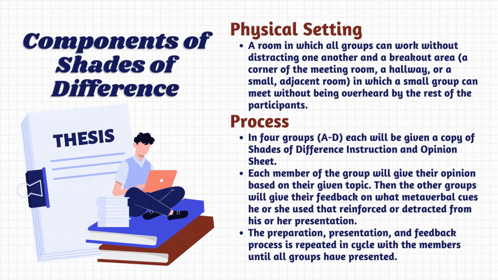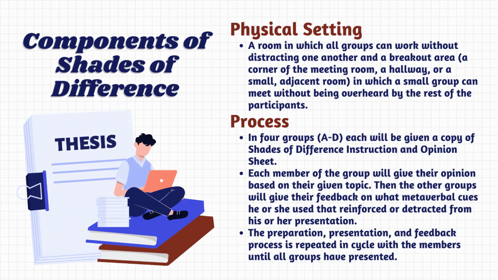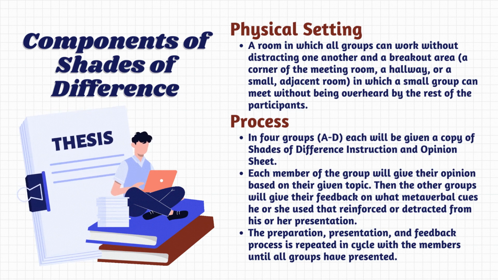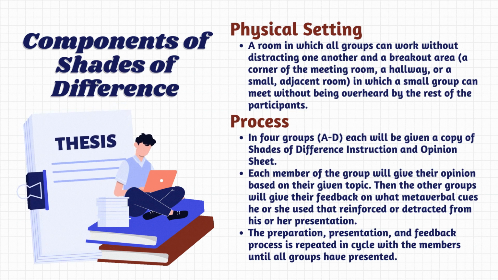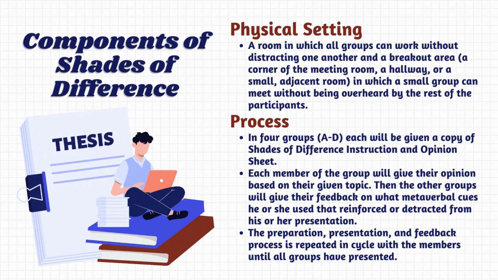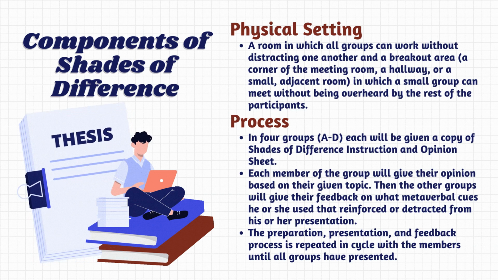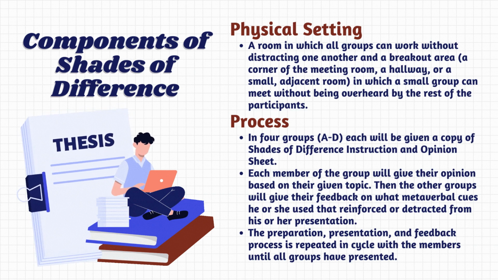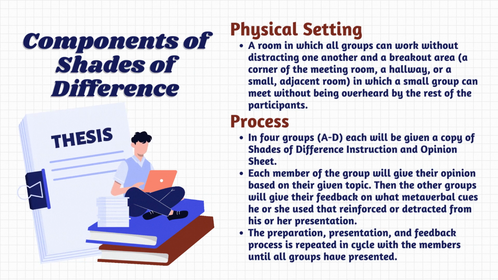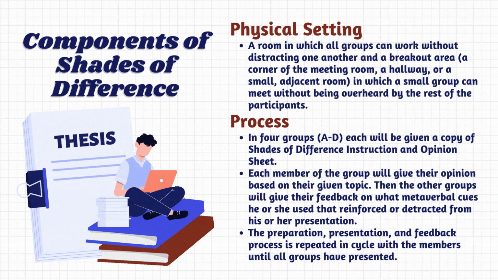For the process, in 4 groups A to D, each will be given a copy of Shades of Difference instruction and opinion sheet. Each member of the group will give their opinion based on their given topic. Then, the other groups will give their feedback on what metaverbal cues he or she used that reinforced or detracted from his or her presentation. The preparation, presentation, and feedback process is repeated in cycle with the members until all groups have presented.